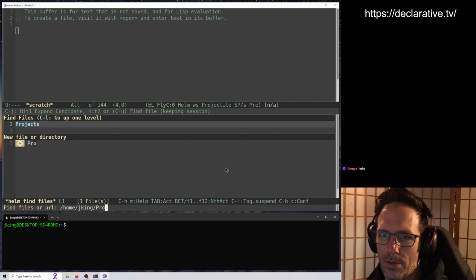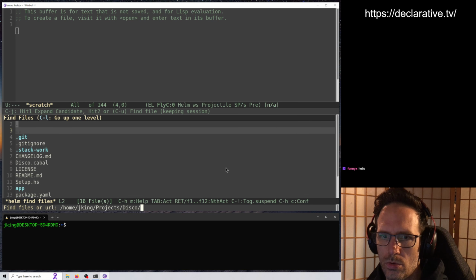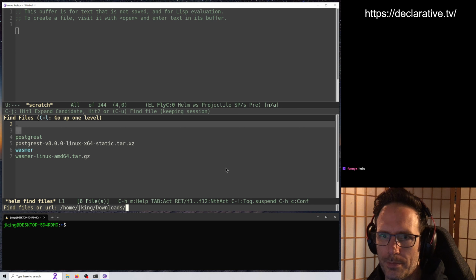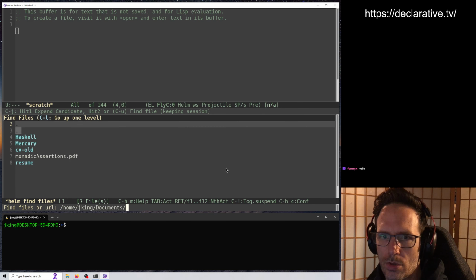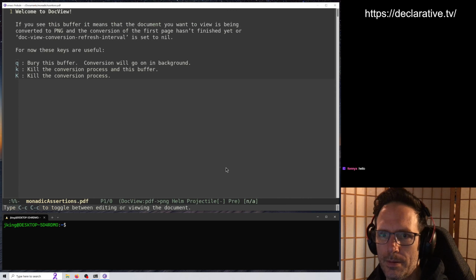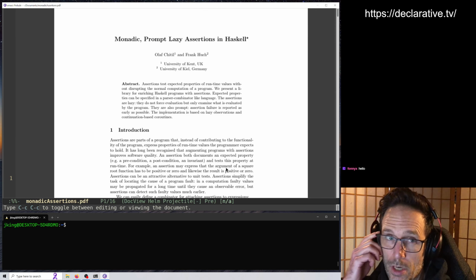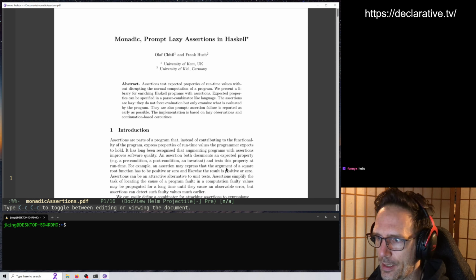So, without further ado, let's see, where did I put the PDF project I called Disco? Maybe in downloads? No, documents. There we are. So the paper is called Monadic Prompt Lazy Assertions in Haskell. This is like a big fancy title.